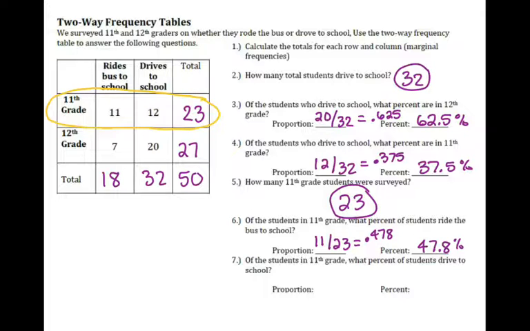Of the students in 11th grade, so I'm still looking at that row, what percent of students drive to school? So that's 12 out of 23, which again I shove into my calculator, gives me 0.522, which is 52.2%. All right, so that is all of the questions in your review for your statistics quiz. Good luck on your quiz.